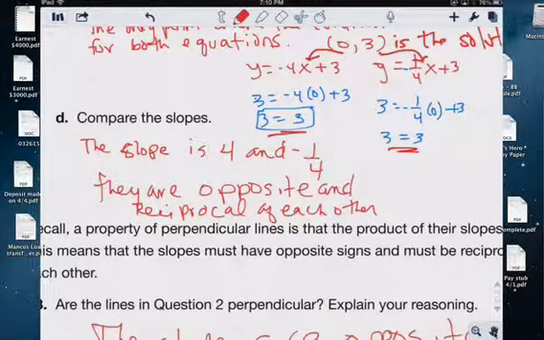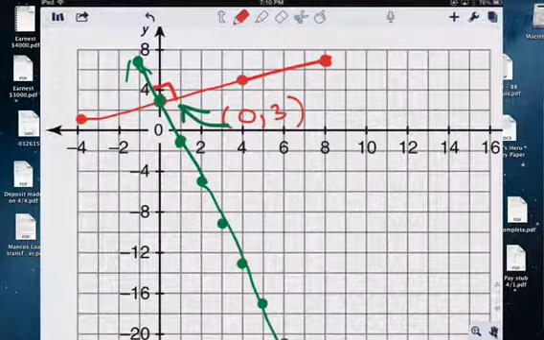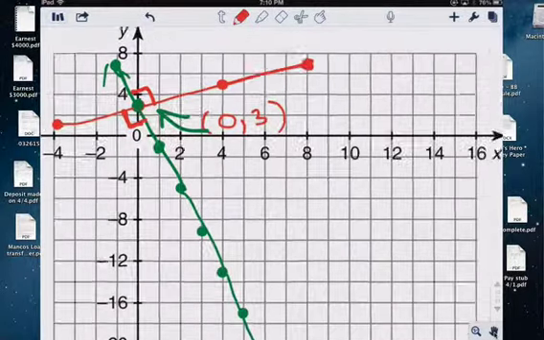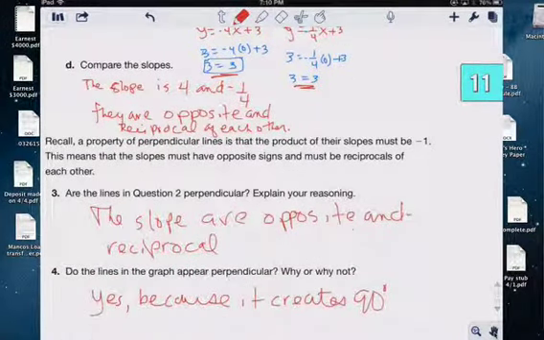Compare the slope. The slope is 4 and 1 over -4. They are opposite and reciprocal of each other. That makes it perpendicular. So the graph should be 90 degrees. Look, it's perfect 90 degrees. You don't even have to guess. No matter where you're at, it's 90 degrees. Okay? Because it's opposite and reciprocal.